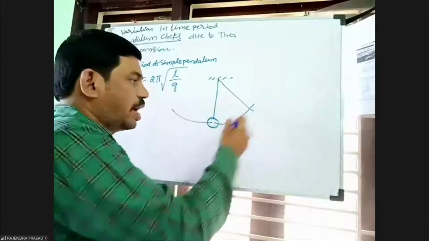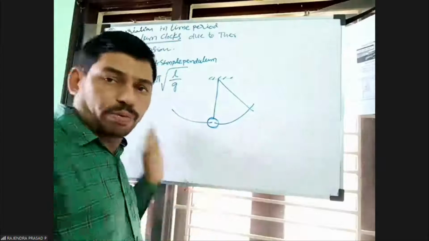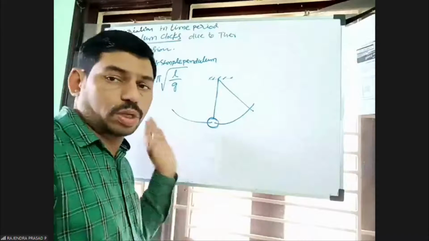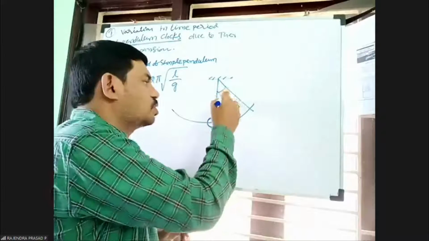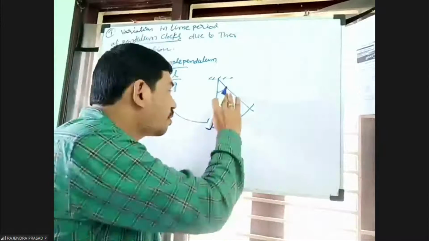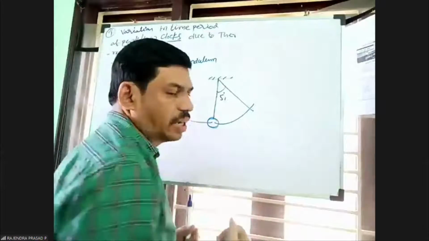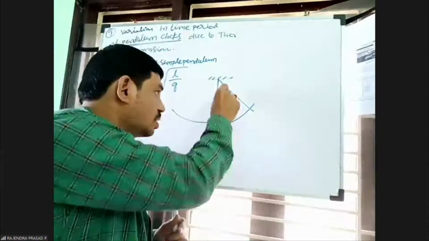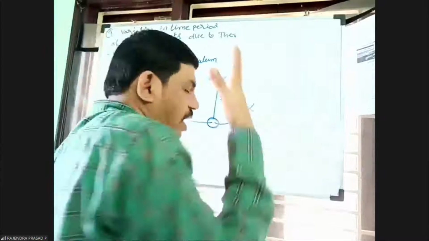Okay. It executes simple harmonic motion, to and fro motion. So don't pull it to a side by a large angle, only a small angular displacement, less than 5 degrees. Not a complete 90 degrees angle. Only less than 5 degrees. Just pull to a side and release it.